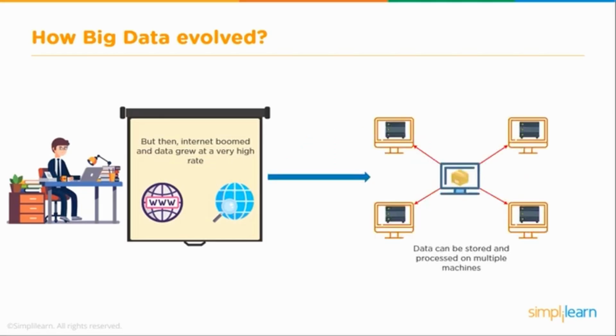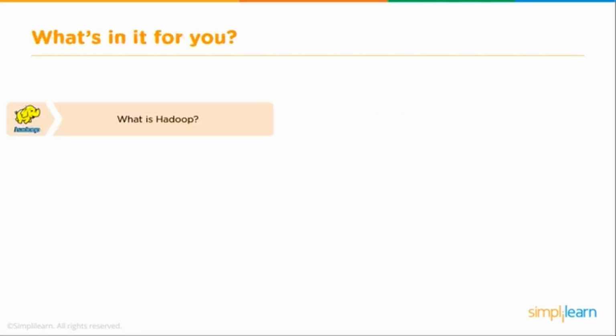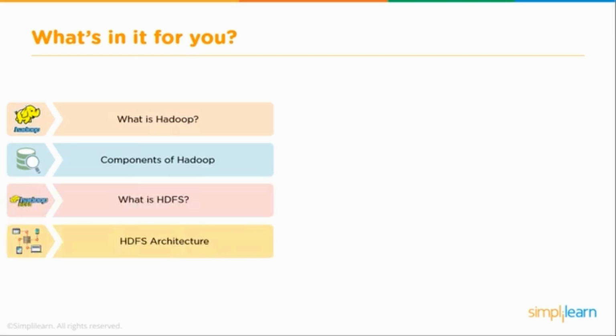Now, if organizations could tap into all the data being online by having it stored across multiple machines, and by having it processed across multiple machines, then they could really benefit from this so-called big data, which could be used for various use cases. And this is where big data technologies such as Hadoop, being a framework, came into existence as a solution. Now, what is Hadoop? What are the components of Hadoop? What is HDFS? And what is the HDFS architecture? This becomes very important for anyone to work on big data.